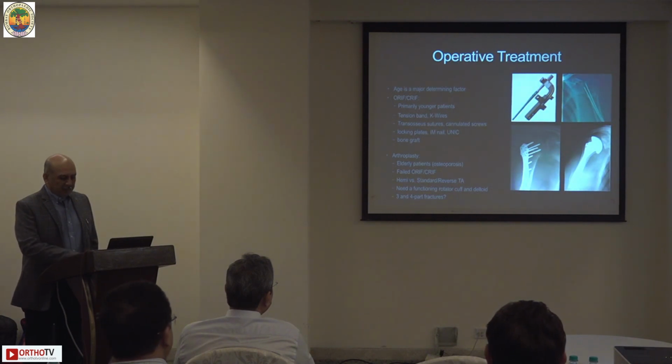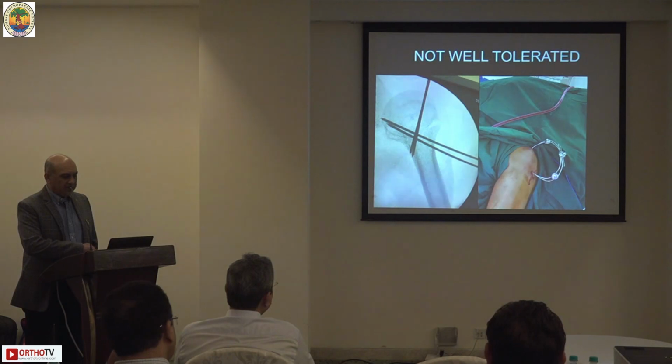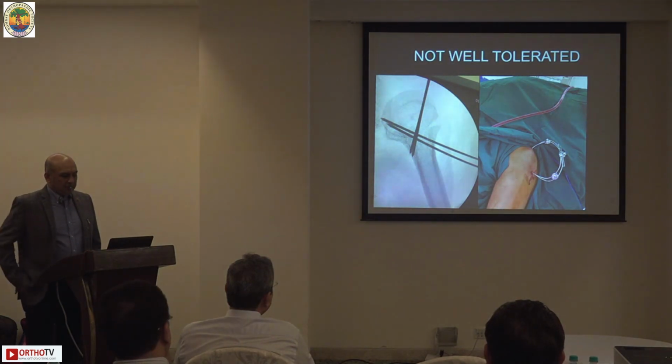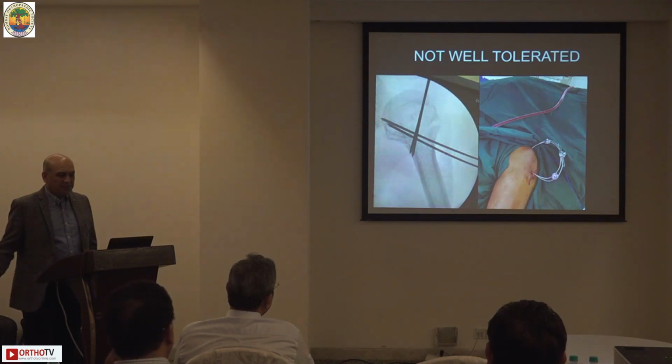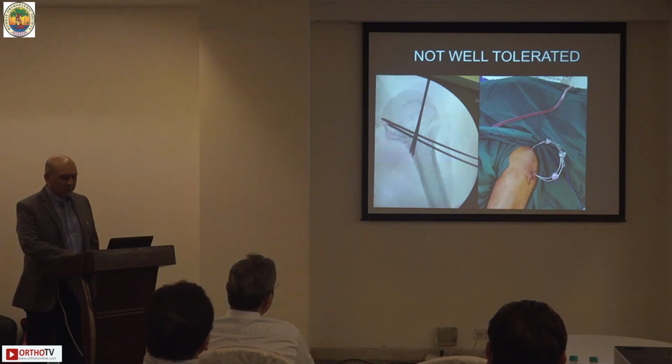Operative treatment, we know that we can treat it in different ways, many ways to skin a cat. This is quite a good way to fix a two-part fracture, which is displaced. It can reduce the fracture, but typically these wires are not very well tolerated and patients don't like such constructs.